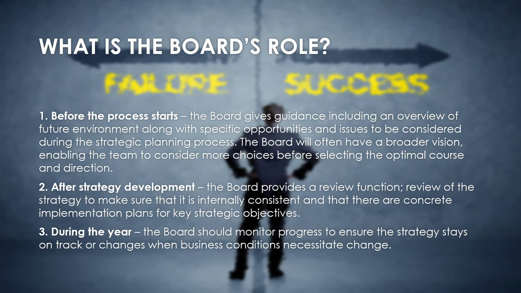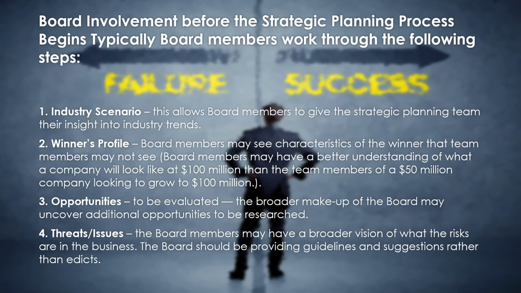The second is after strategic development, when the board provides a review function. It reviews the strategy to make sure that it is internally consistent and that there are concrete implementation plans for key strategic functions. The last is during the year: the board should monitor progress to ensure the strategy stays on track or changes when business conditions necessitate changes.